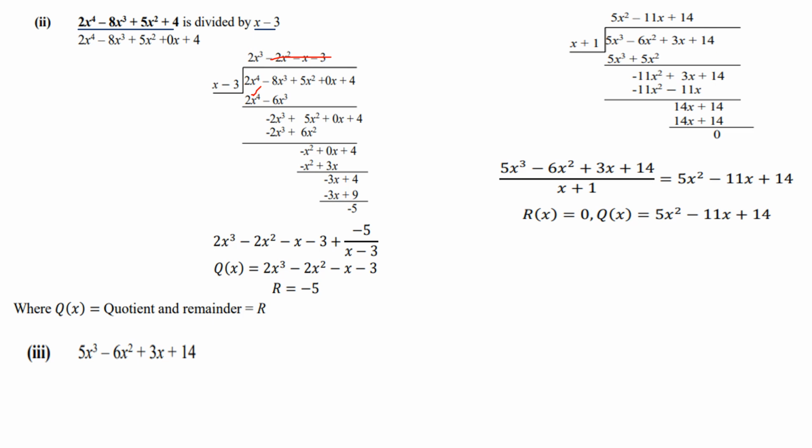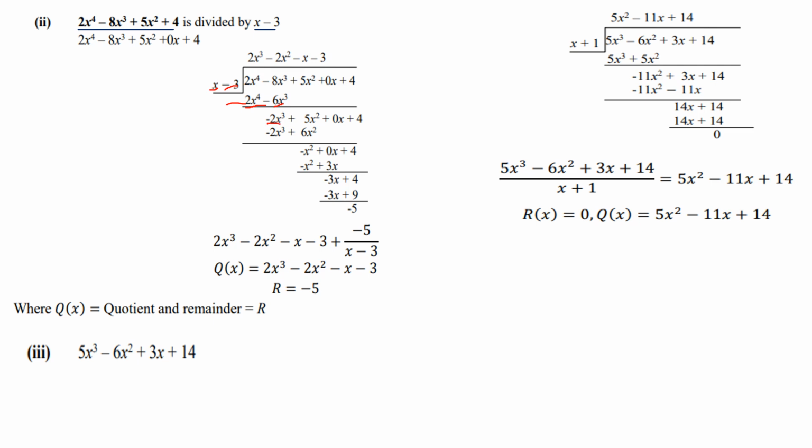The better way to practice this is to take notes or write this down as I'm directing you. So 2x cubed, you multiply it with x on the divisor, you're going to get 2x power 4. And then 2x cubed times negative 3, you're going to get negative 6x cubed. And then you always subtract to eliminate the highest power on the polynomial. So 2x power 4 minus 2x power 4 gives you 0. But negative 8x cubed minus negative 6x cubed is going to give you negative 2x cubed.